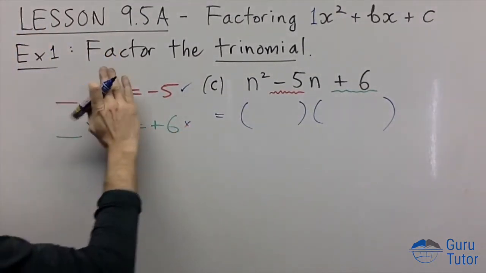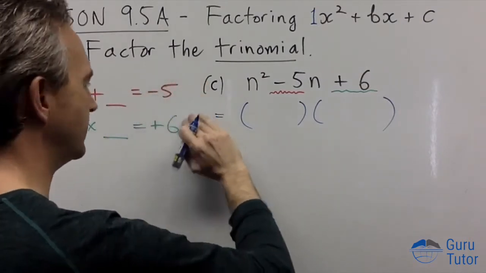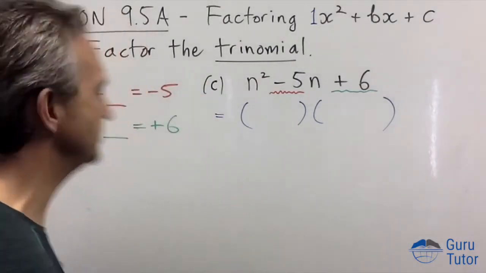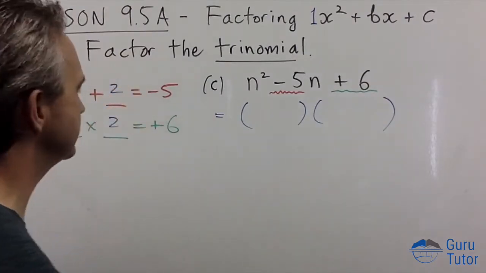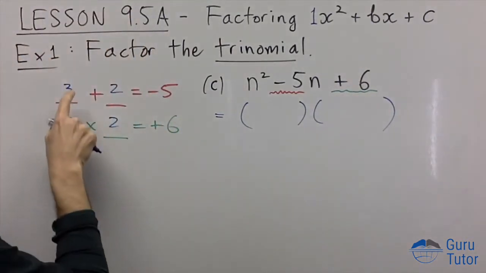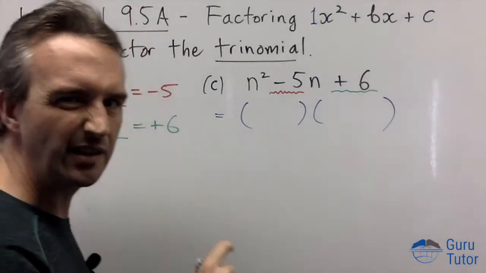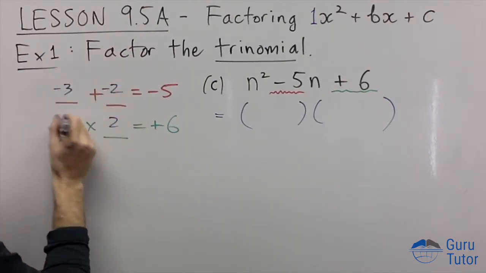All right, well, we've got to try something else. What else can we do? Other factors of 6? 3 and 2. Let's give it a try. 3 times 2 is 6. That's good. 3 plus 2 is negative 5? No. This only works if there's both minus.